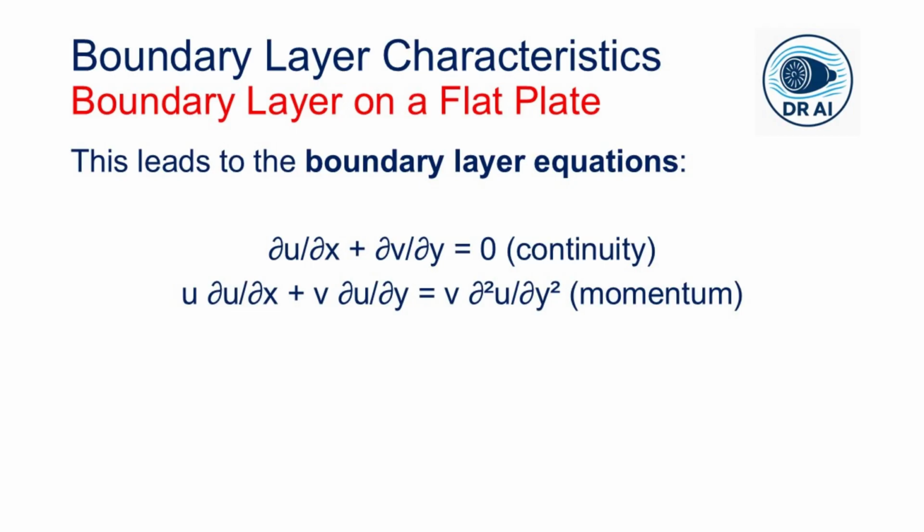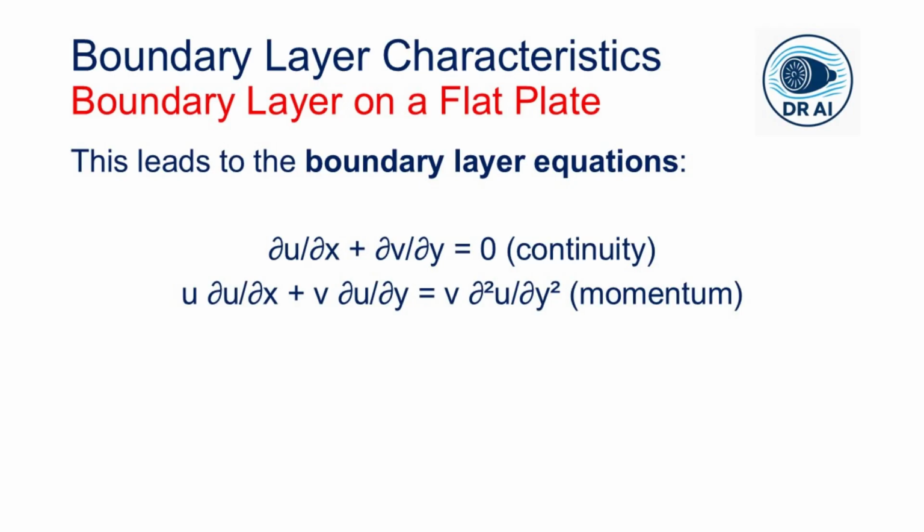So this leads us to the boundary layer equations, which are represented here by the continuity and the momentum equations. So notice something remarkable over here, that the pressure has disappeared. For a flat plate, the pressure is constant throughout. The flow represents a balance between the viscous and the inertial effects only.